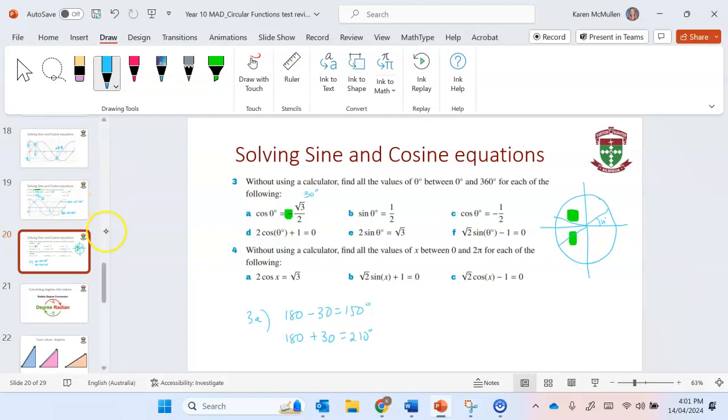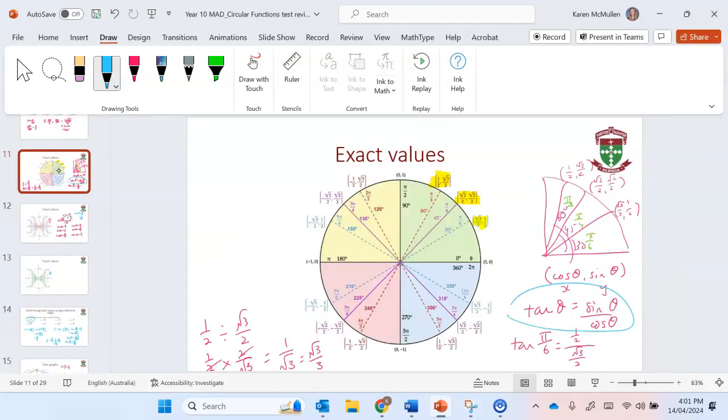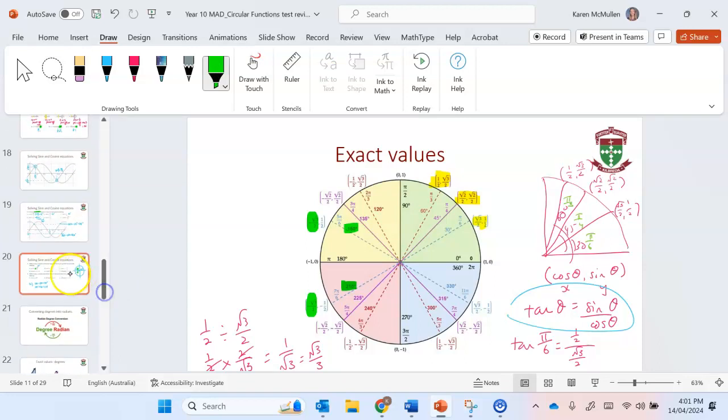If I look at my unit circle, the one that's completed, you can see we've got the negative root 3 on 2 there and negative root 3 on 2 there at 150 and 210. All right, so it all relates back to your unit circle.